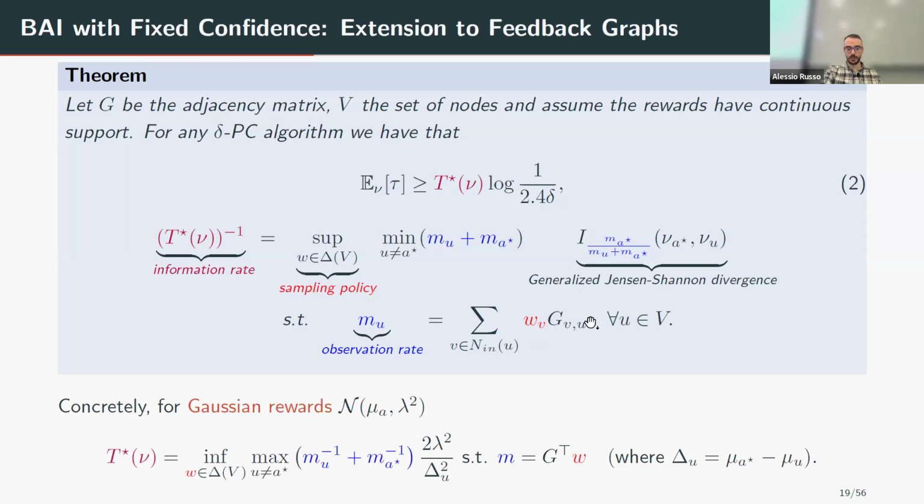And for Gaussian rewards, all of this simplifies to this simple expression. So here we see the effect of the observation rate that multiplies the gap squared inverse. And here we see that the observation rate is equal to the transpose of the adjacency matrix that multiplies your sampling distribution.